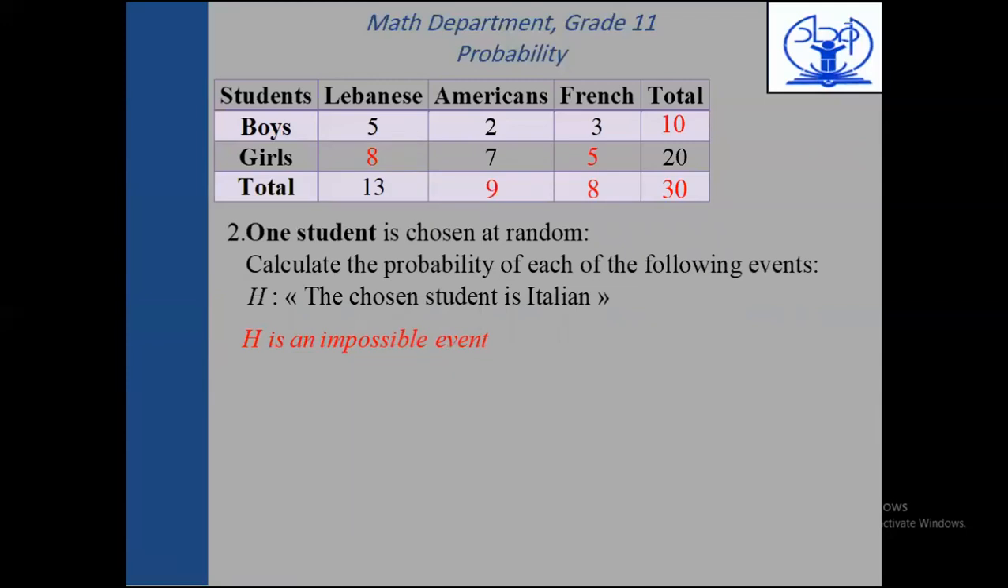H is an impossible event. According to the table, there are no Italians here. And the probability of H will be 0. This is the impossible event.